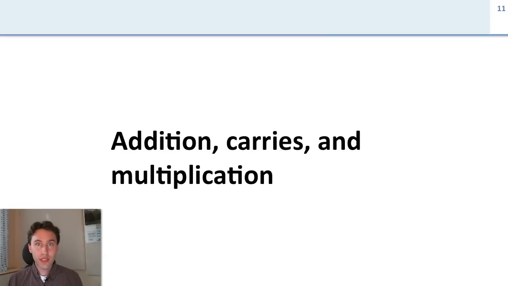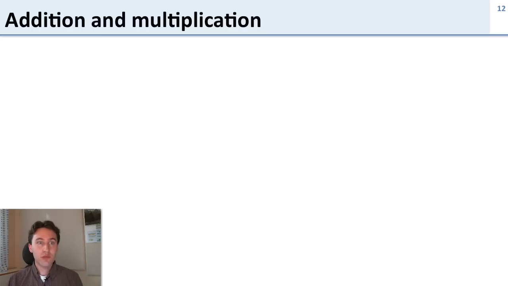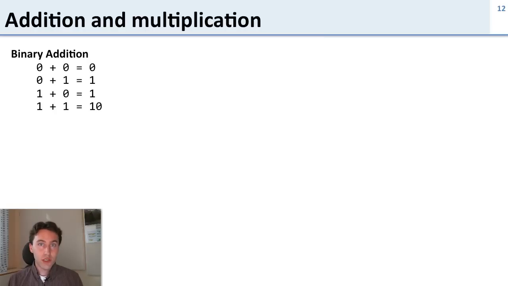Now we're going to talk about addition and carries, which we've seen a little bit of before, and go into some detail about multiplication. So, addition and multiplication. Binary addition is pretty straightforward. Here's the truth table for adding up numbers, 0 plus 0 is 0, all the way up to 1 plus 1, which in binary is going to be 1, 0, or 2.